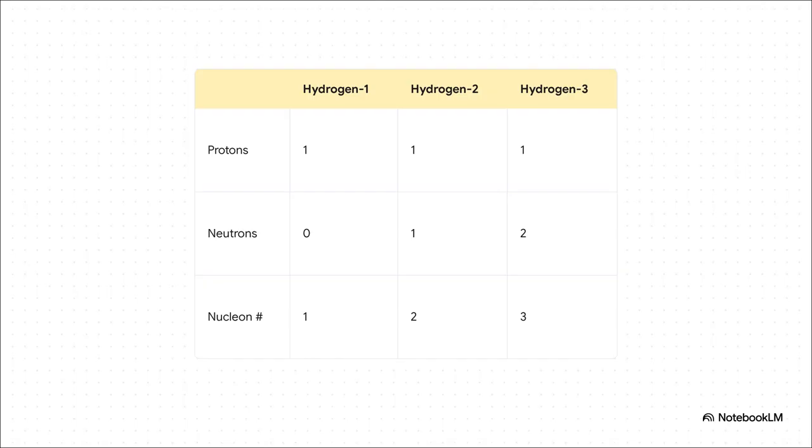Hydrogen is the perfect example to look at. See, all 3 of these are hydrogen atoms because every single one has exactly 1 proton. But look at the neutrons. Regular hydrogen has 0 neutrons. Its cousin deuterium has 1 neutron, and the other cousin tritium has 2. Same family, just a little different on the inside.